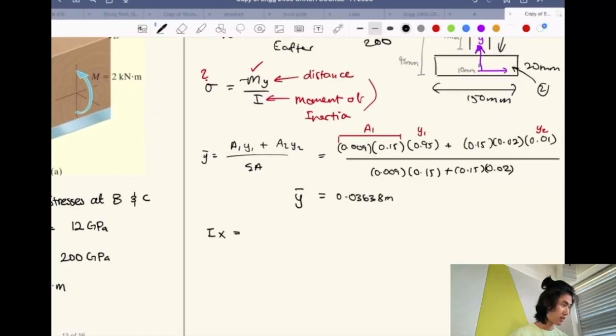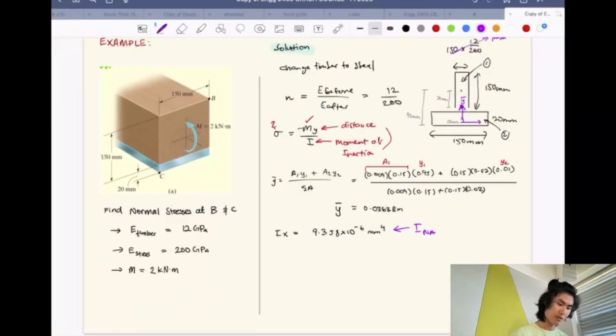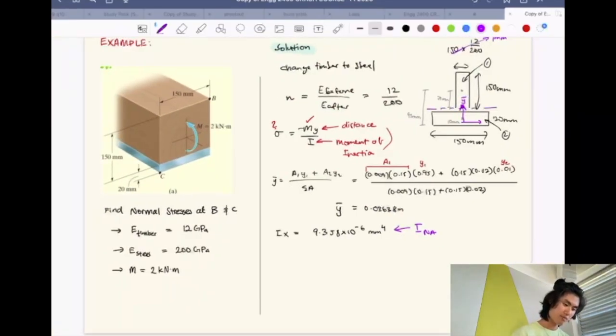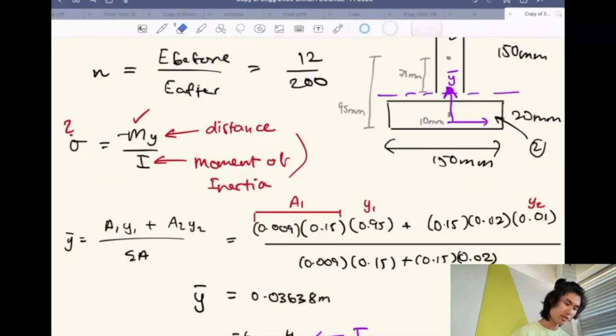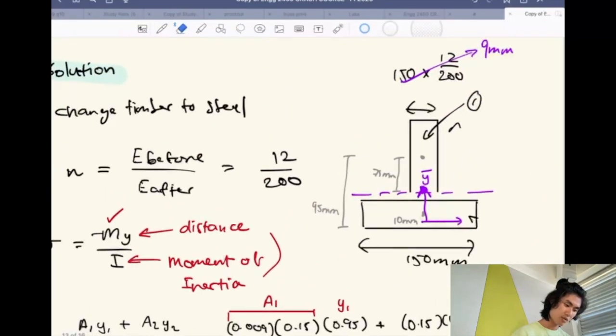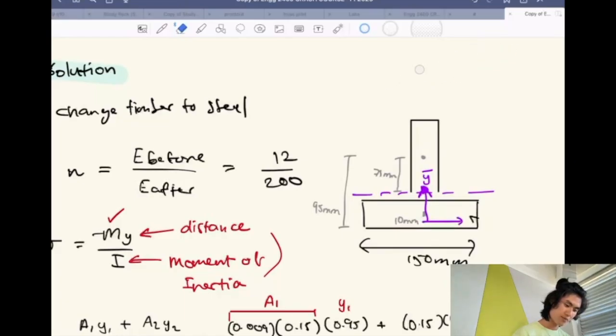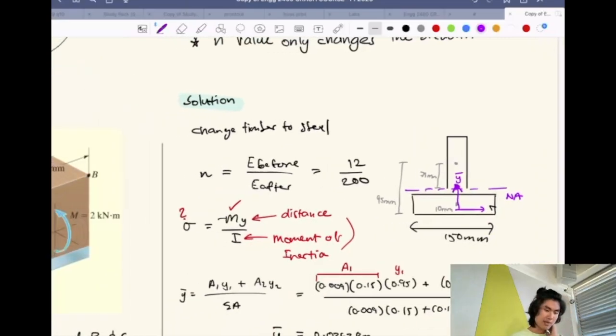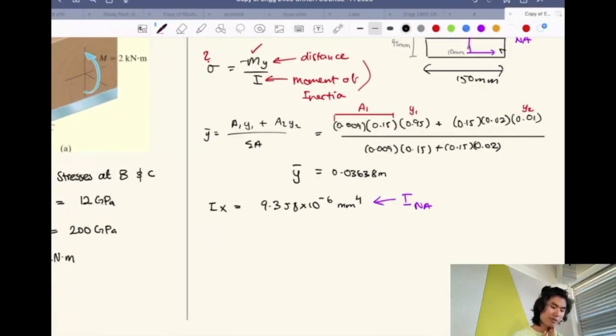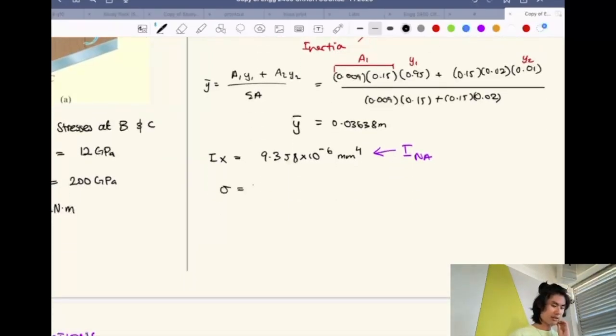Yeah, and I'll just skip it. It comes out to this, and this is going to be the moment of inertia around the neutral axis. So this is the neutral axis, around where the y centroid is, and that's the moment of inertia the shape can take. So now we're trying to find the stresses.